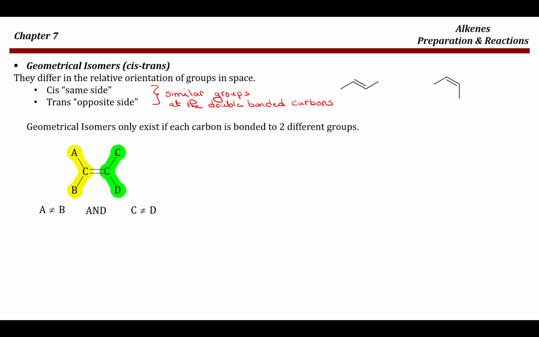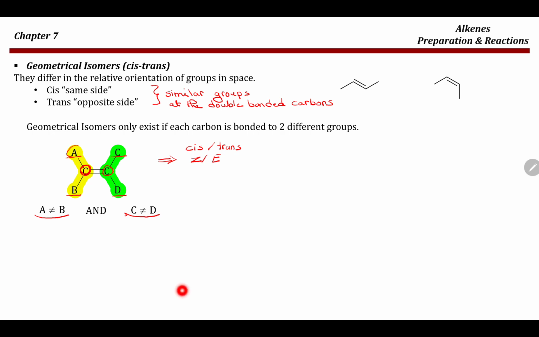Sometimes you will be asked whether those compounds have cis-trans or E-Z isomers or not. How do you know this? You have to look at each carbon. So just look at the double bond. This is the first carbon of the double bond. Look at A and B. If A and B are different, and at the second carbon, if C and D are different, then in this case, yes, we do have cis-trans isomers, or later on we will talk about Z-E isomers.